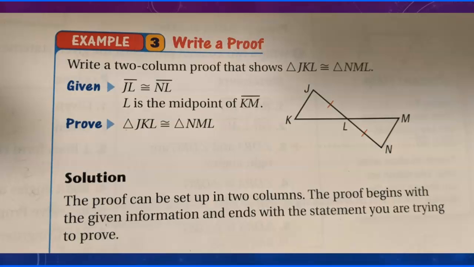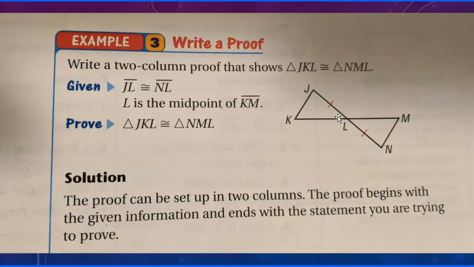And you can set it up however, as long as it makes the kind of sense that we're showing here. They tell you, we want you to write a 2-column proof that shows that JKL is congruent to NML. So I'm going to take a good look at all of this information. I've got JKL and NML. Okay, they want me to prove that those are congruent.